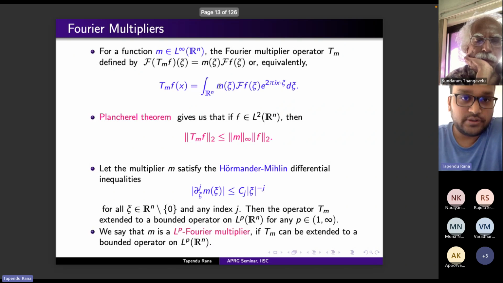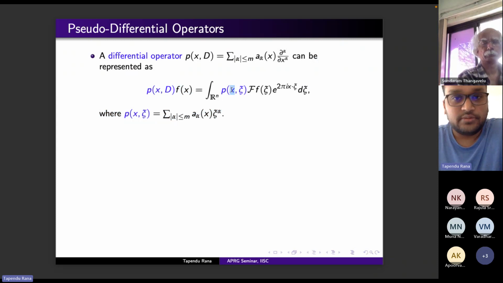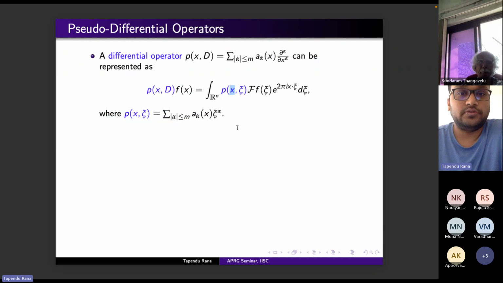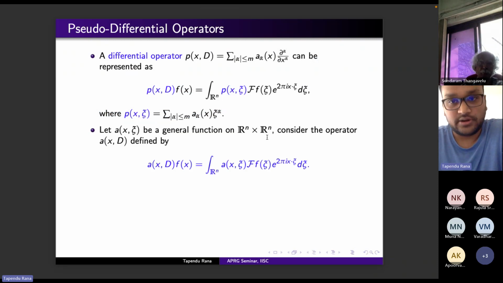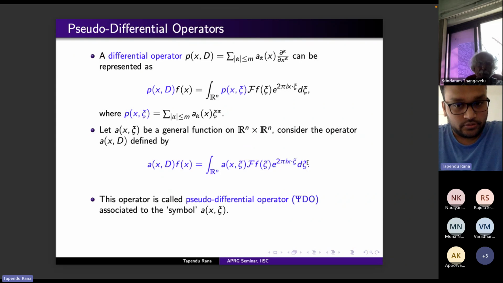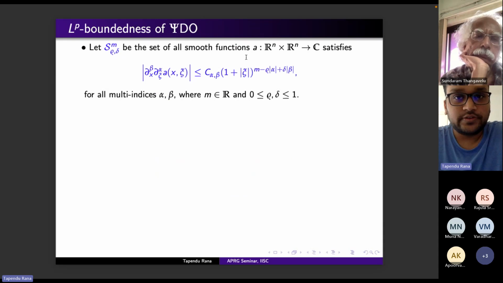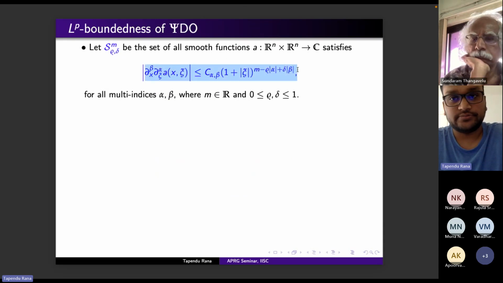Now, to make our life more complex, one can ask what if you replace this multiplier with a more general symbol? For example, if you take a differential operator p(x, D) like this, then you can represent that in the following way, where this symbol depends not only on xi, but also on x. In fact, for a more general function a(x, xi) on R^n cross R^n, one can consider the associated pseudo-differential operator defined in the following way. Here also, we can ask what condition we can impose on a so that the associated pseudo-differential operator is L^p bounded. Okay, and to study the boundedness properties of pseudo-differential operators, Hörmander introduced this symbol class S^m_{ρ,δ}, which consists of smooth functions satisfying these differential inequalities.